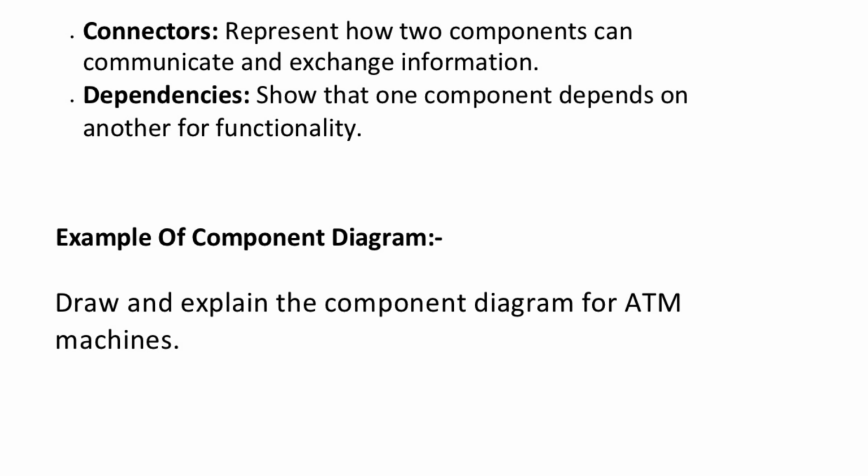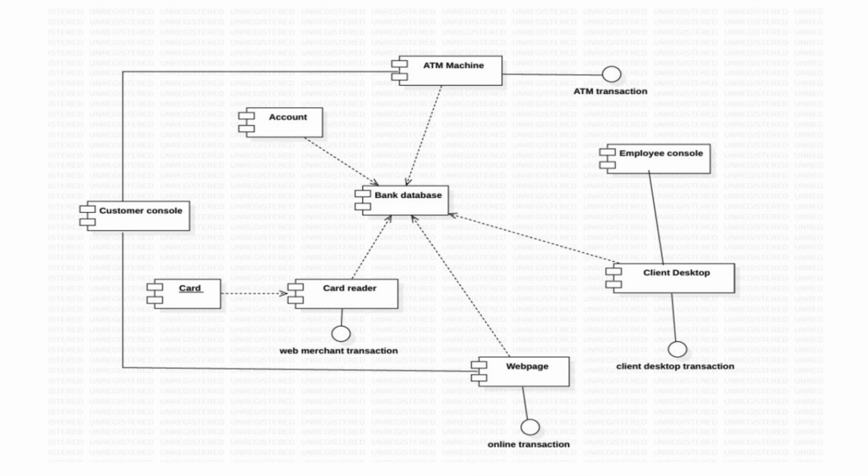The example of a component diagram is an ATM machine. In the given example, we can see that the ATM machine, account, card reader, web page, and client desktop are completely dependent on the bank database. Also, the ATM interface is ATM transaction, and the client desktop's interface is client desktop transaction. The web page interface is online transaction.